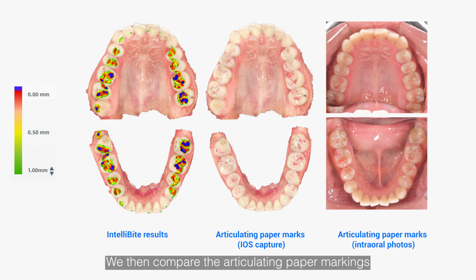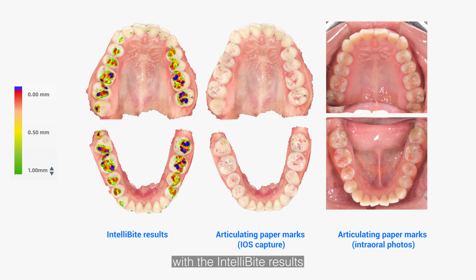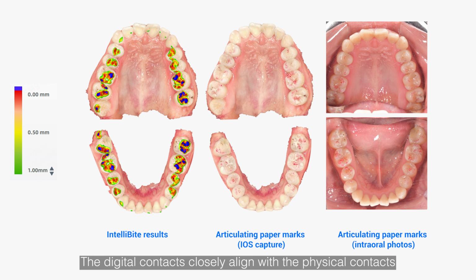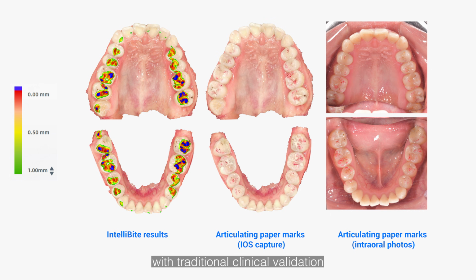We then compare the articulating paper markings with the IntelliBite results. The digital contacts closely align with the physical contacts, demonstrating consistency between the two methods. This workflow provides a clear and efficient way to evaluate occlusion, combining digital analysis with traditional clinical validation.